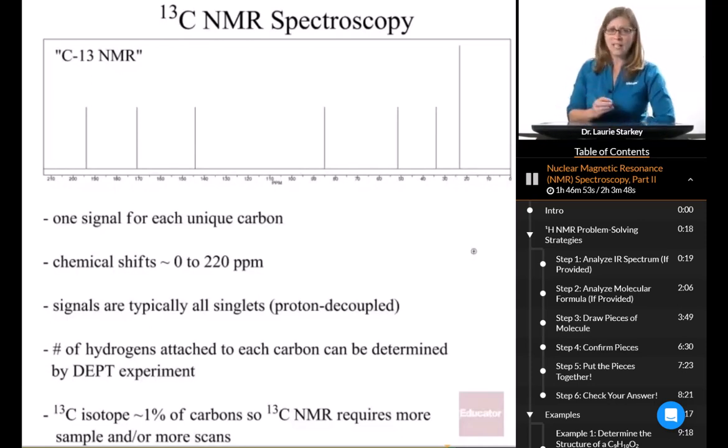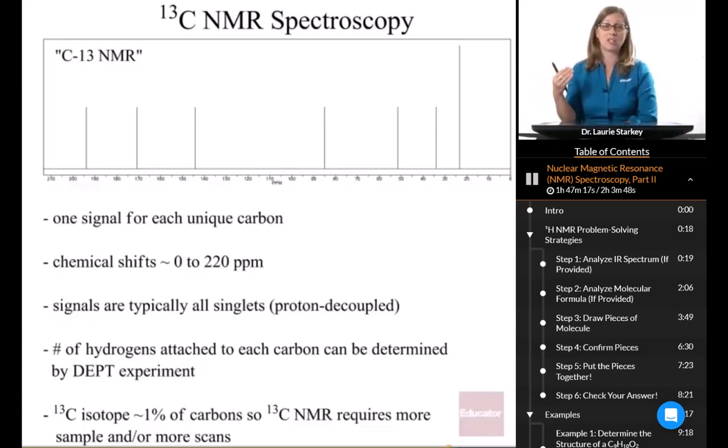Okay. One last thing to note, though, is since all we can see is the C-13 isotope, that only accounts for about 1% of the carbons in any structure. And so if you want to acquire a C-13 NMR, you either have to have more sample, a larger size sample, or maybe just spend a longer time acquiring more scans on the spectrum. So a lot of times it takes longer in order to bring down the noise of the signal and get a good C-13 NMR.